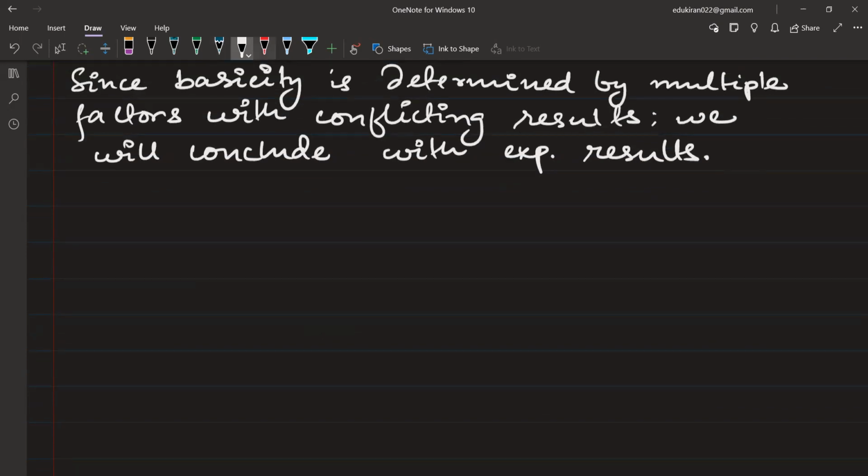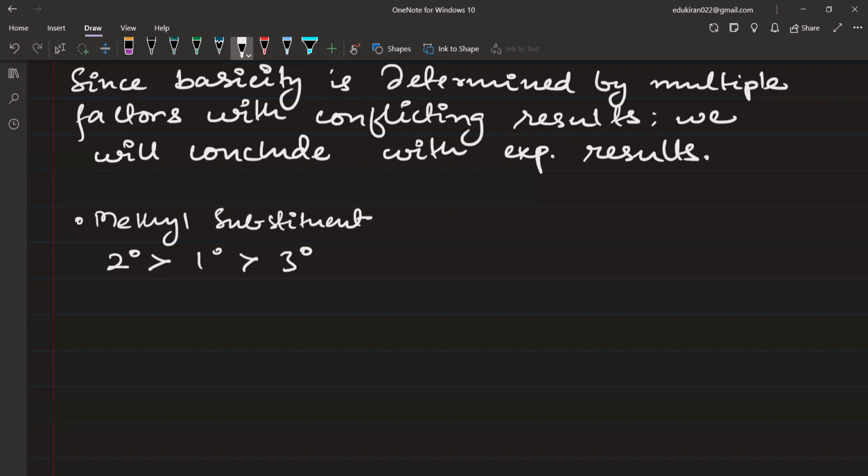Please write. If you have methyl substituent, then 2 degree will have the highest basicity, because वो optimize हो गया ना, उसमें electron density भी ज्यादा है. Then 2 degree, then 1 degree and then 3 degree. ठीक है, 2 degree, 1 degree and then 3 degree, and after that you will have ammonia.